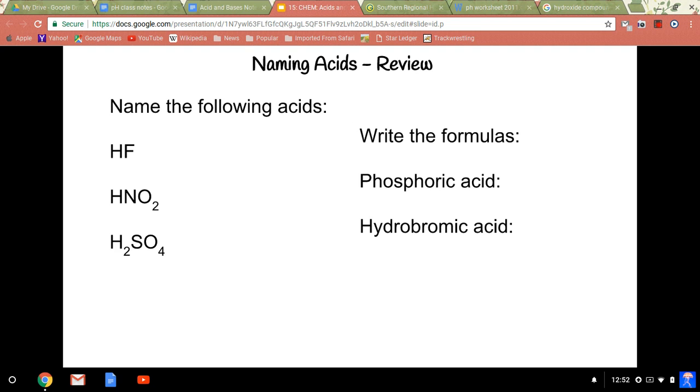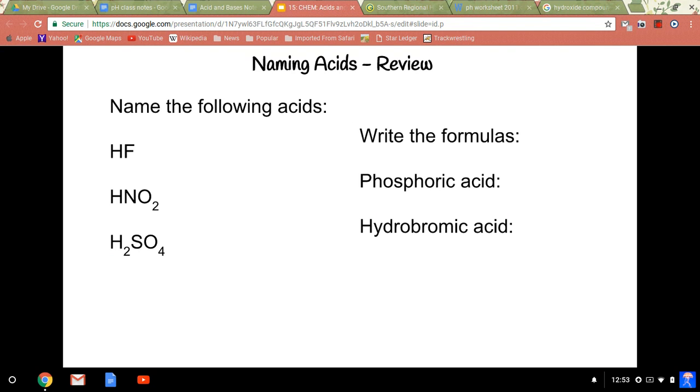All right, so HF, that should be an easy one. It's just hydrogen bonded to that fluorine, so it's hydrofluoric acid, just like in our last example. HNO2: NO2 with a -1 charge is nitrite, so that would be nitrous acid for HNO2. And then we have H2SO4. SO4 with a -2 charge is sulfate, so this would be sulfuric acid. Sulfurous would be if it was ite, so sulfuric acid.